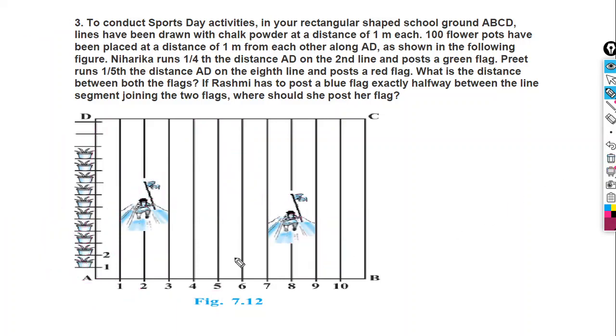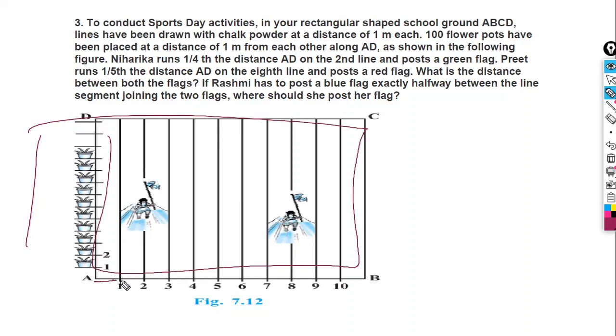So before going to the solution, you can see that this field looks like a Cartesian plane because the distance between each line is 1 meter, and the distance between each pot is 1 meter. And the points where the green flag and the red flag have been posted have coordinates. Here you can see the x, and this we will consider y. The x coordinate of this point will be 2, and what will be the y coordinate?